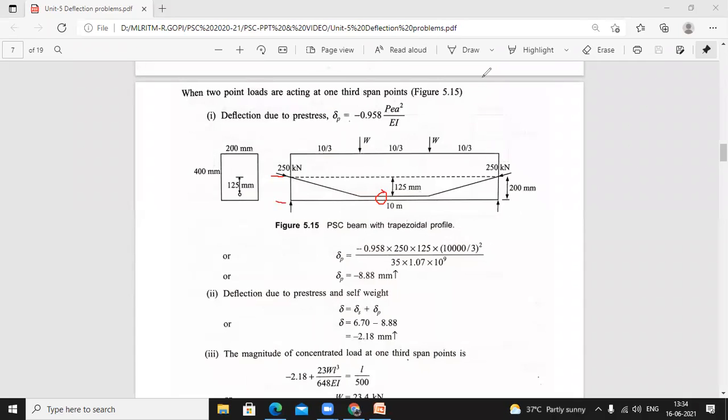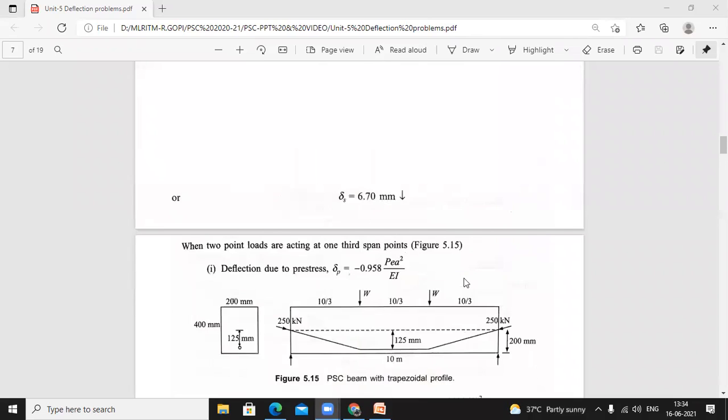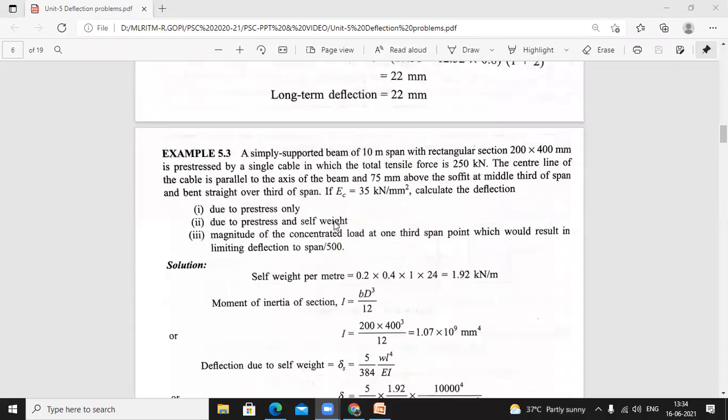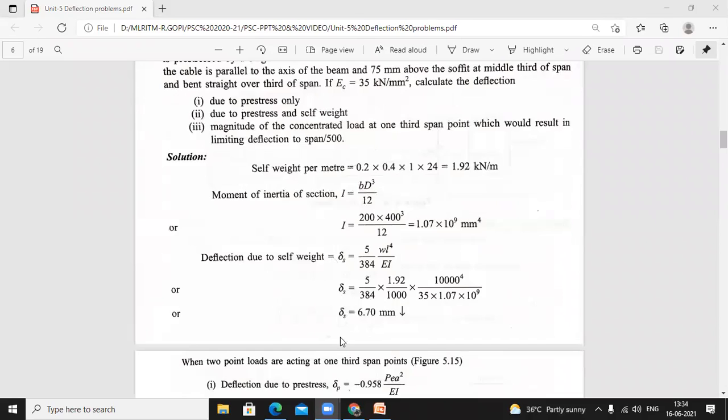So under this condition, what is the deflection? We need three types of question answer: due to prestress only, due to prestress plus self-weight, and the magnitude of concentrated load at the 1/3 span point which would result in the limiting deflection of span by 500. So first, we have to calculate the self-weight.